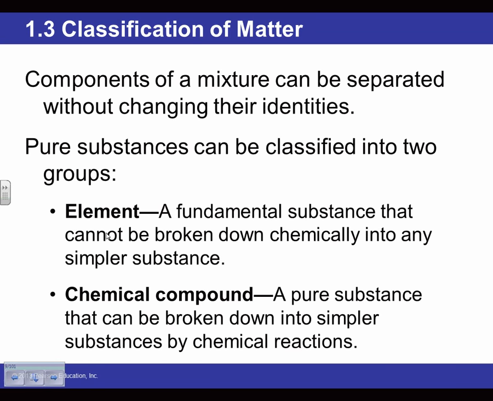Now, looking at the classification of matter further, we have pure substances being classified further into two specific groups. They are the element, which cannot be broken down chemically by any means into a similar substance. And then you have your chemical compound, which represents a pure substance that can technically be broken down into simpler, smaller chemical reactions. Usually you'll have an arrangement of elements combined together to form a chemical compound. And those are those two pure substances.